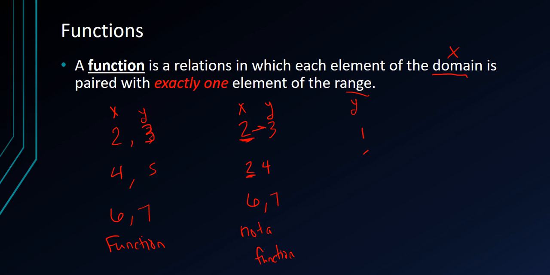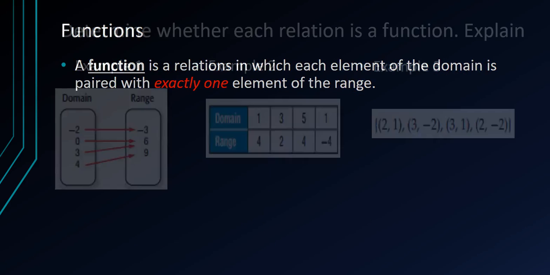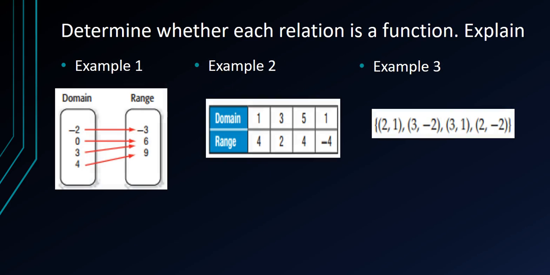So if I have all different x's, but all of my y's are 4, that's okay because 1 only goes to 4, 2 only goes to 4, and 3 only goes to 4. If I added a point like (3, 5), then it would not be a function because the 3 goes to both the 4 and the 5. So keep that in mind. On this page, we're going to determine whether each relation is a function and explain. So go ahead and pause the video here and try these out.